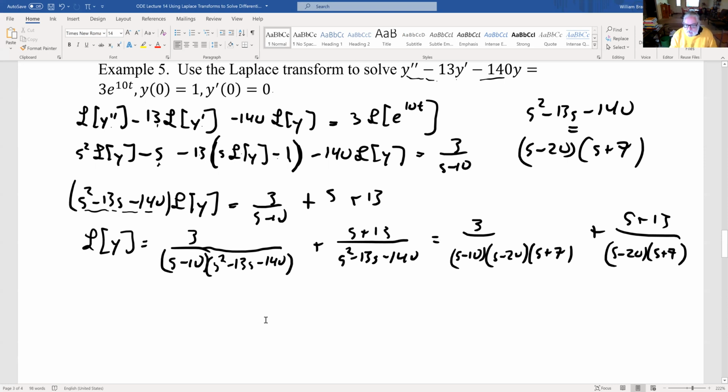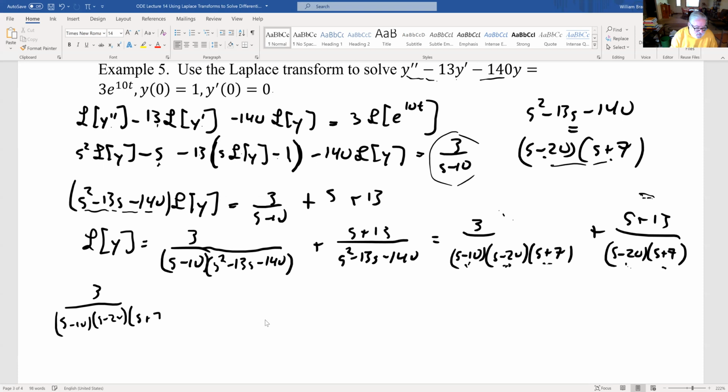But we can see right away that we're going to have an e to the 10t term here, an e to the 20t term there, an e to the minus 7t term there, an e to the 20t term there, and an e to the minus 7t term there. All the terms involving e to the 20t and e to the minus 7t, those are our homogeneous solutions. Anything involving an e to the 10t is a particular solution. So this is part of our homogeneous solution, and this is part of the particular solution. So we need to know what's the partial fraction decomposition of this, and again, go to Wolfram Alpha and ask it.